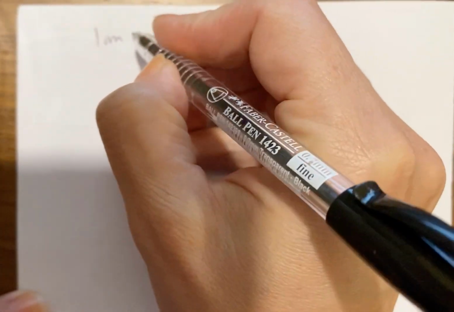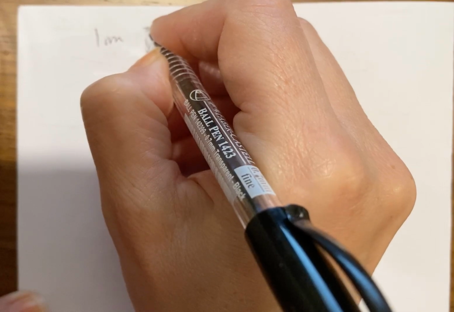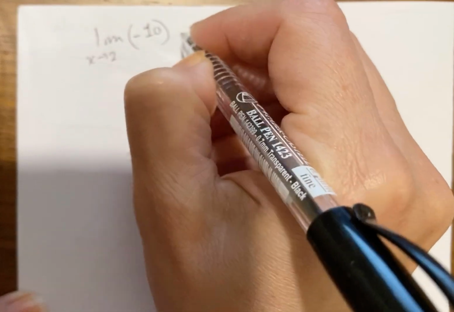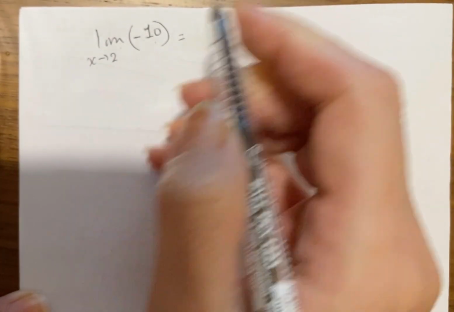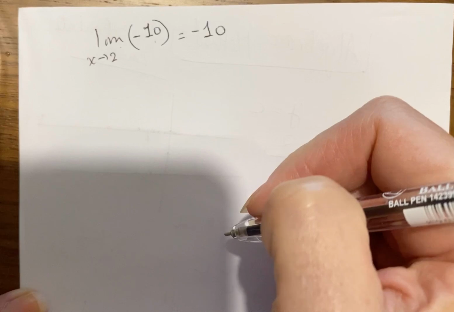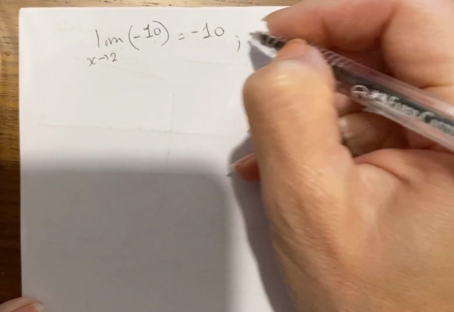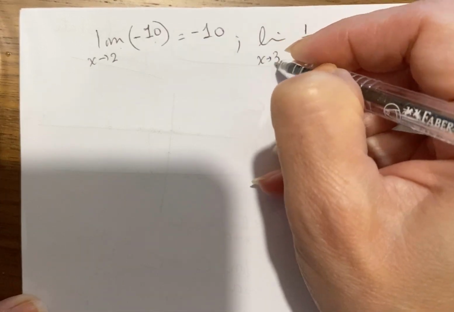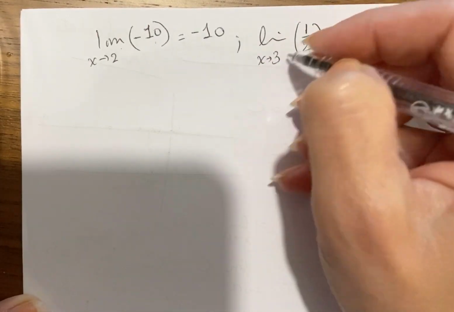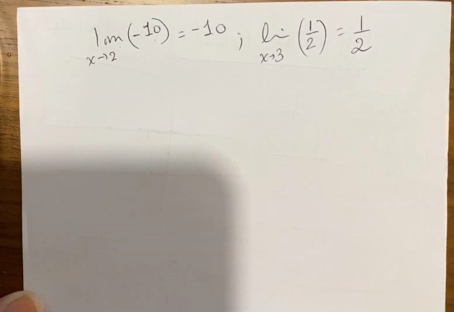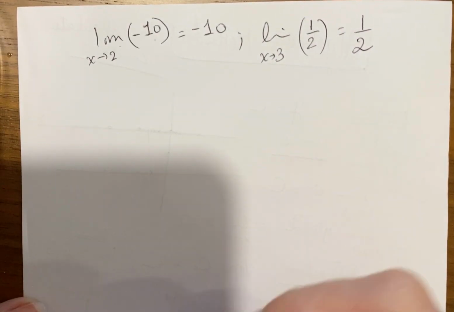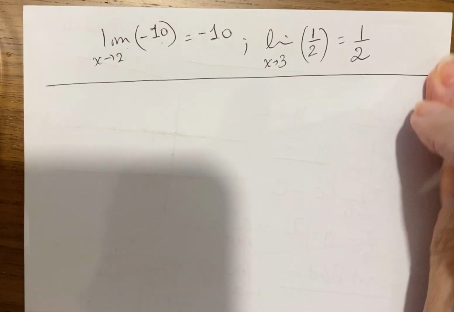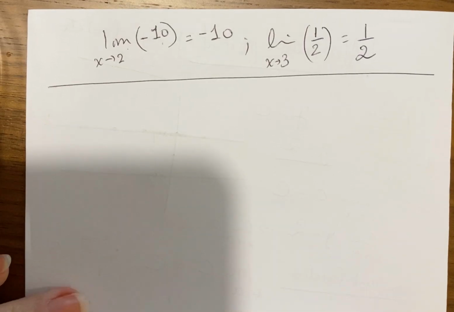What's the limit of minus 10 as x approaches 2? The limit of a constant around any number is the constant itself. It's minus 10. What's the limit of the function half as x approaches 3? The limit of a constant around any number is the constant itself. And of course, this is a very, very narrow example, but we build up from simple examples and we become better and better at this.